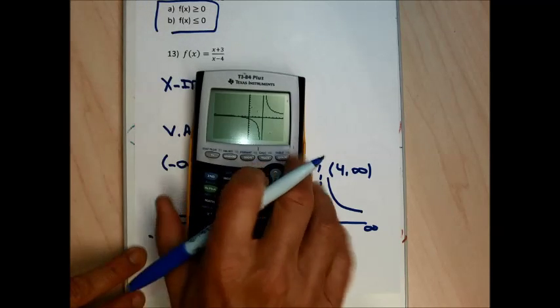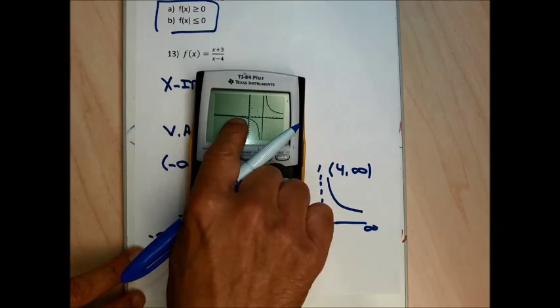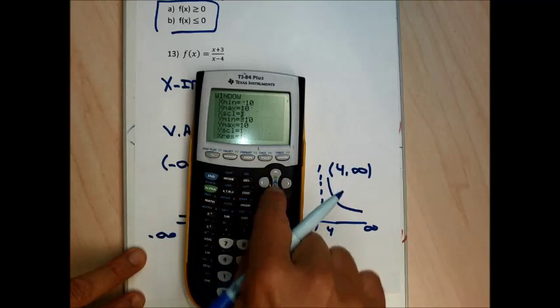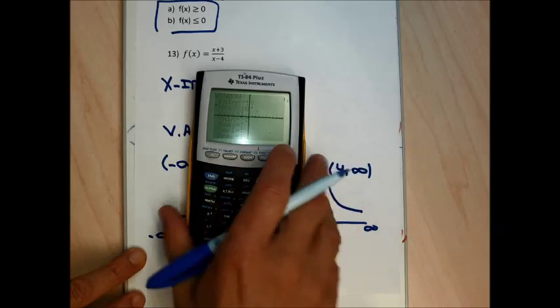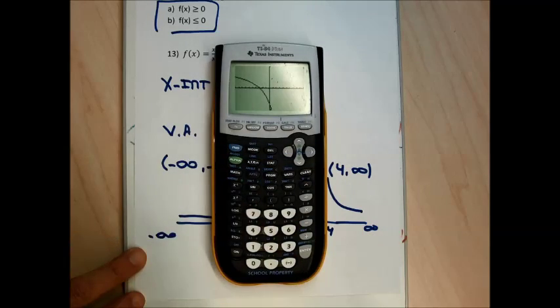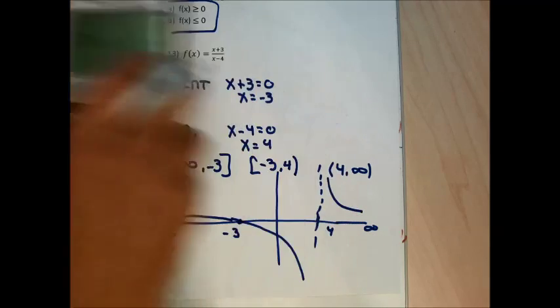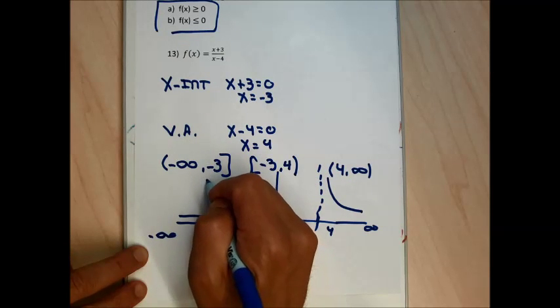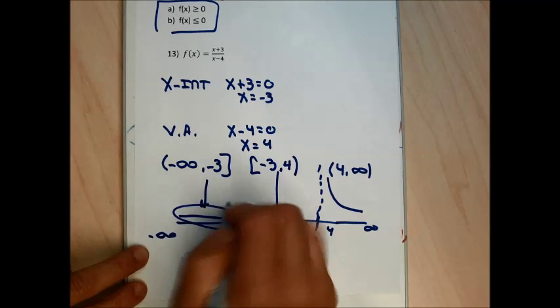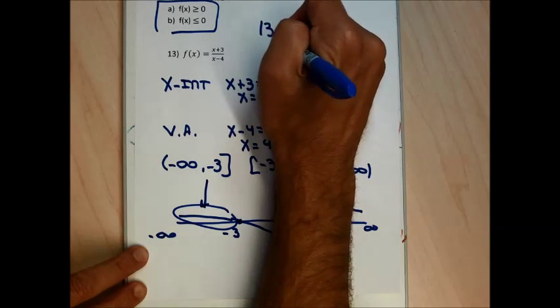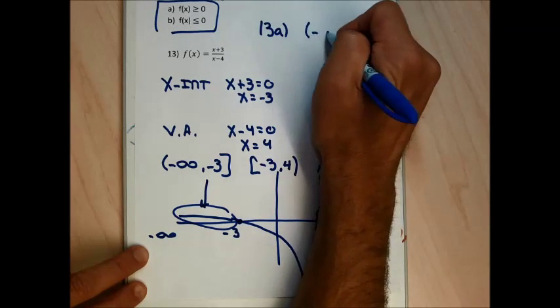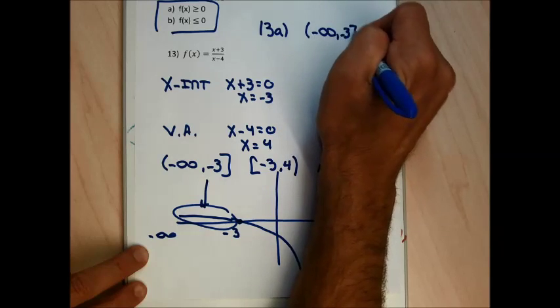If you want to see better what's happening by that x-intercept of negative 3, make your window really small. Make the y's maybe negative 1 to 1. You'll lose this portion of the graph, but you'll see better that the graph crosses at that x-intercept. So now for each interval, I'll describe what it does. The portion of the graph that corresponds to negative infinity to negative 3 is above the x-axis, so that's going to go in part A. So for 13a, I'm going to include the interval from negative infinity to negative 3.